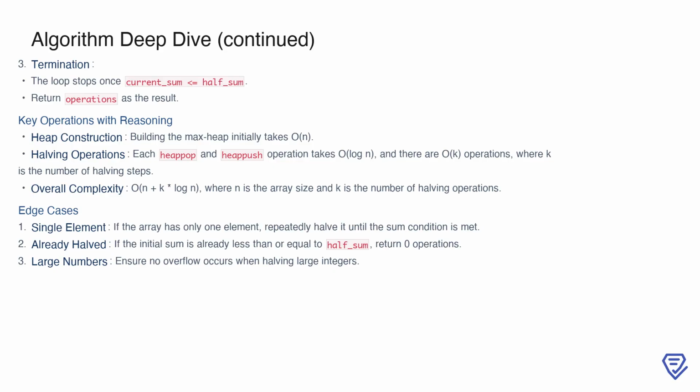We also need to handle some edge cases. For example, if the array contains only one element, we simply halve it repeatedly until it meets the condition. If the original sum is already less than or equal to half the target, no operations are needed, and we return 0. Finally, we ensure that having large numbers doesn't cause overflow issues.